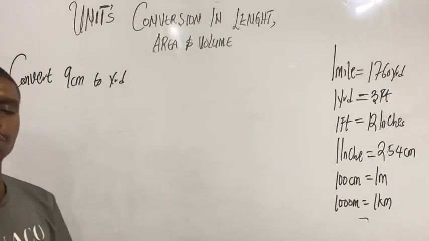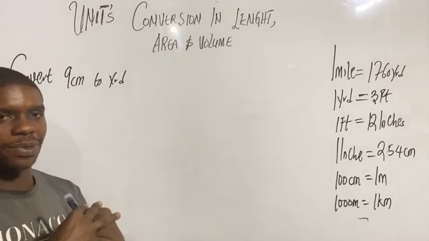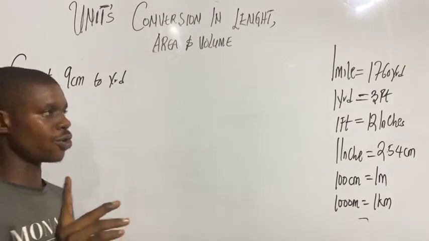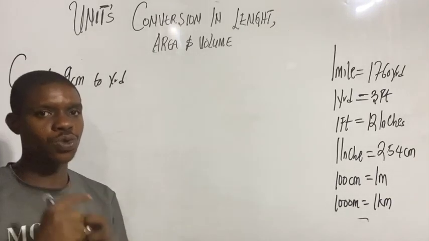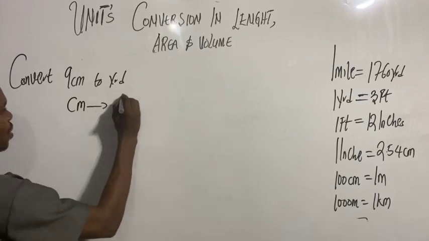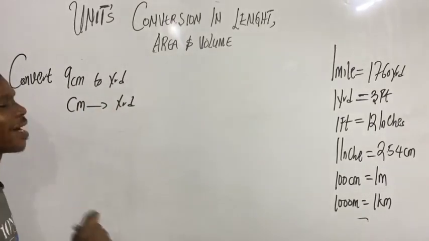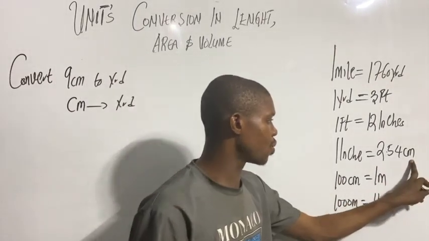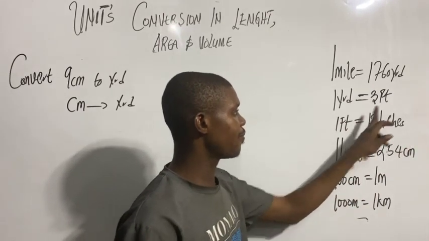Now the ones we have solved in this video previously have a direct relationship, like meter to centimeter and yard to feet. You understand? However, if you check this one here, there is no direct relationship between the two of them. So to convert from centimeter to yard, I'm going to move from centimeter to inch, then from inch to feet, and then from feet to yard.